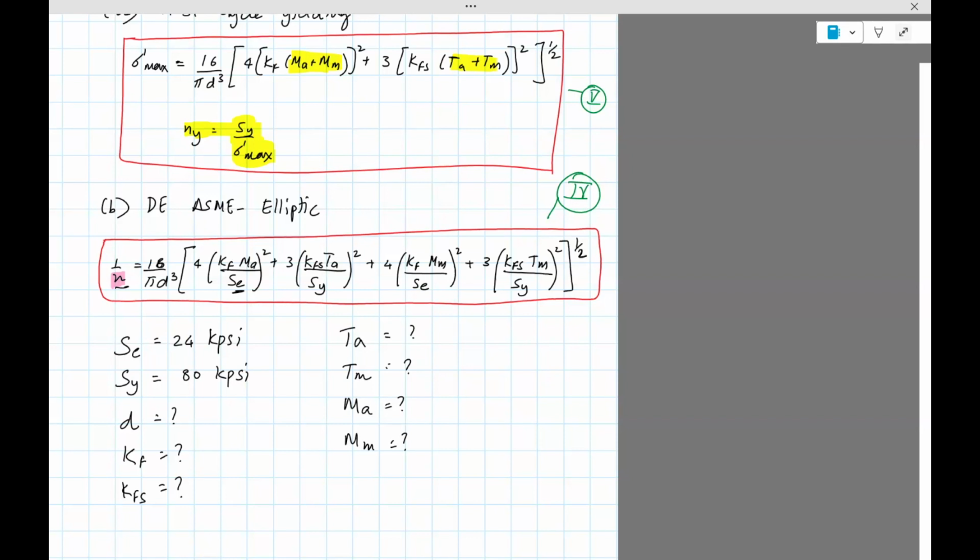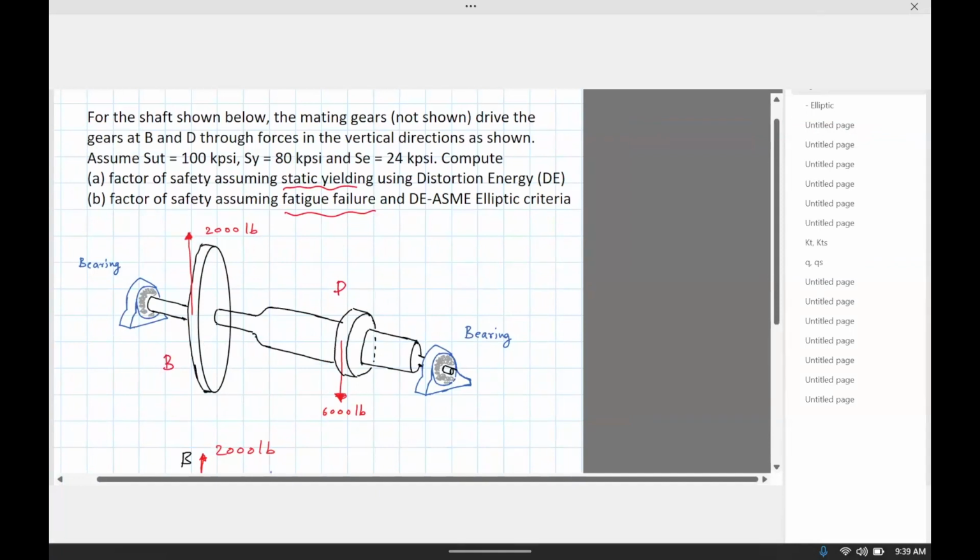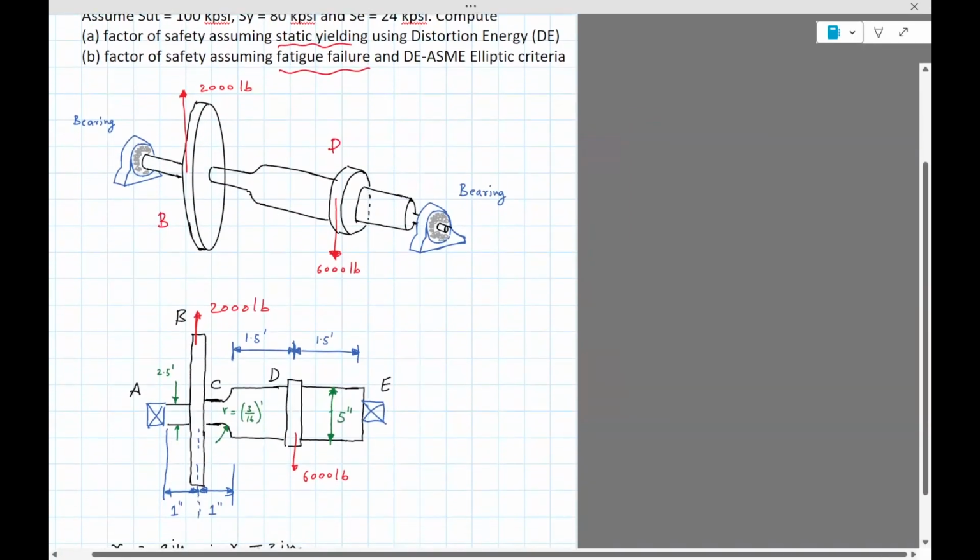Now, remember that KF and KFS only appear if we suspect there's stress concentration due to fatigue. So this will only happen if there's a change in geometry. So this really depends on the geometry. And then D also really depends on where we think the critical stress is. All these things need some notion of where the critical stress would be. If you look at the original problem over here, there are many places where you can suspect high stresses. It could be the bearings, it could be the pulley of diameter D, it could be the pulley of diameter B, it could be the shaft.